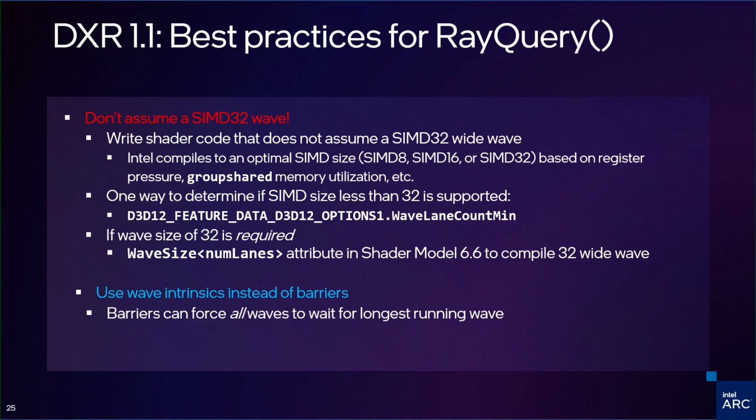That doesn't actually necessarily give you the best performance, but it will be functionally correct. The final recommendation here to give you better performance is to use the wave intrinsics instead of the barriers. Some of the barriers will actually force all the waves to wait for the longest running wave, depending on how the code is written, and this is not going to be the case if you use wave intrinsics.